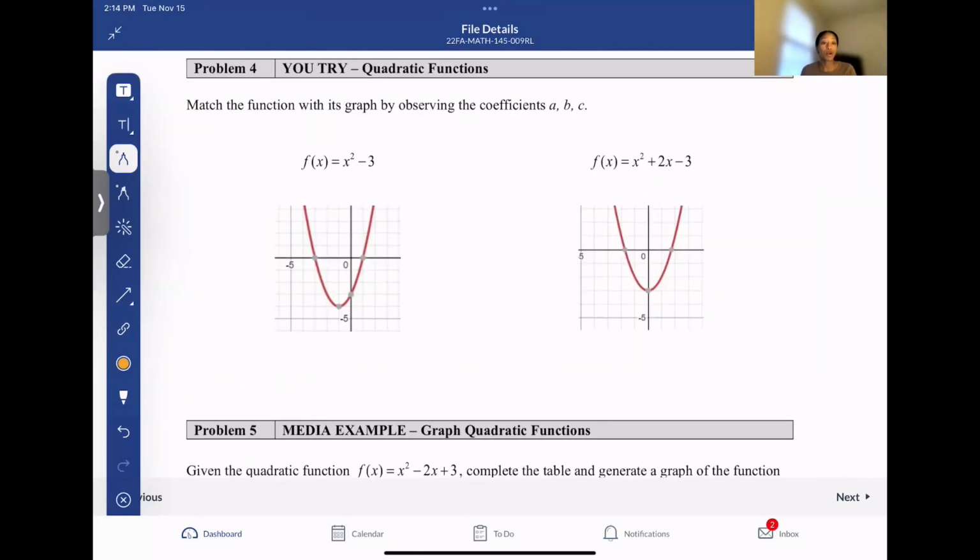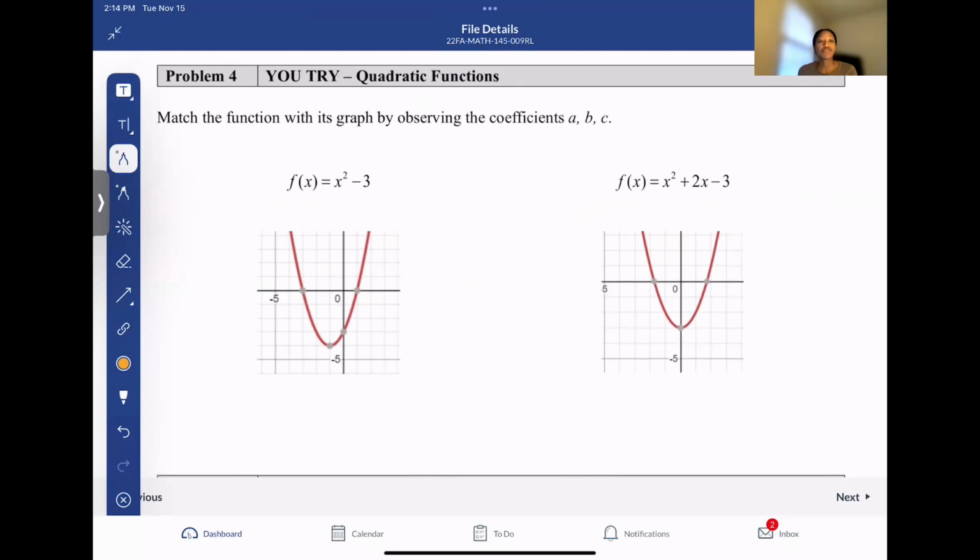So in problem 4, we're asked to match each function with the graph. So we're given two functions, f of x equals x squared minus 3, and f of x equals x squared plus 2x minus 3. One of these functions has b equal to 0, and one has b equal to 2. And then based on that, we want to determine which graph it will match up with. You can look at which graph has an axis of symmetry at the y-axis.